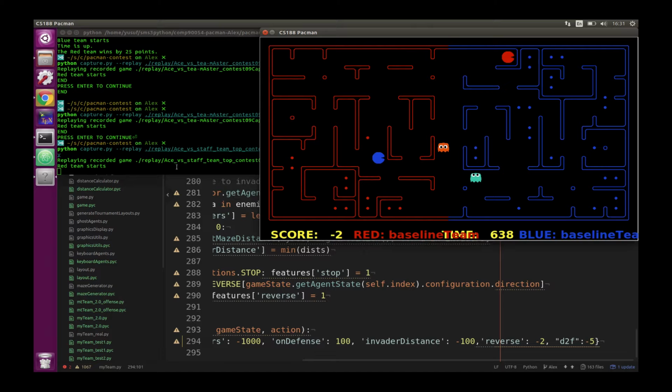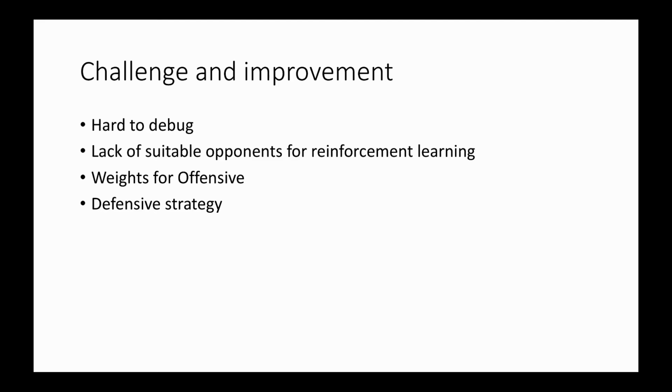And here is the demo of the defensive agent. The orange one will only patrol around the border and fails to catch a Pac-Man by merely driving it back. The offensive one works fine, but the defensive one needs some improvements.